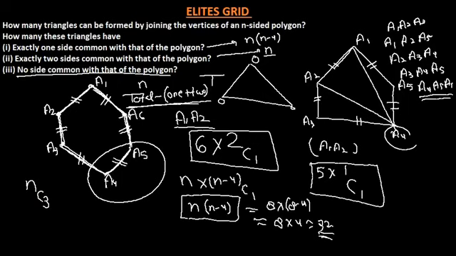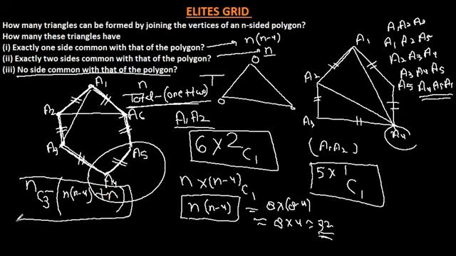NC3: we can select any 3 vertices, and any 3 vertices can form a triangle. So NC3 minus the one-side-common triangles, which are n into n minus 4, minus the 2-side-common triangles, which are n. So this will be your answer. When no side is common, that will be NC3 minus n into n minus 4 minus n. That will be no sides common with that of the polygon.